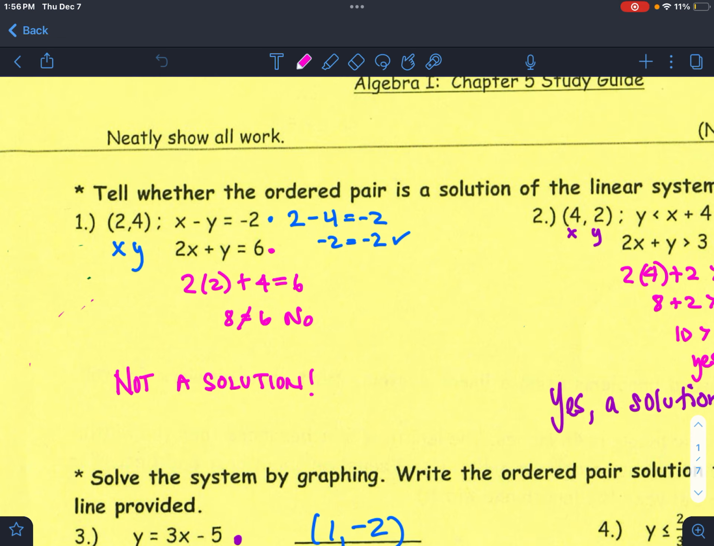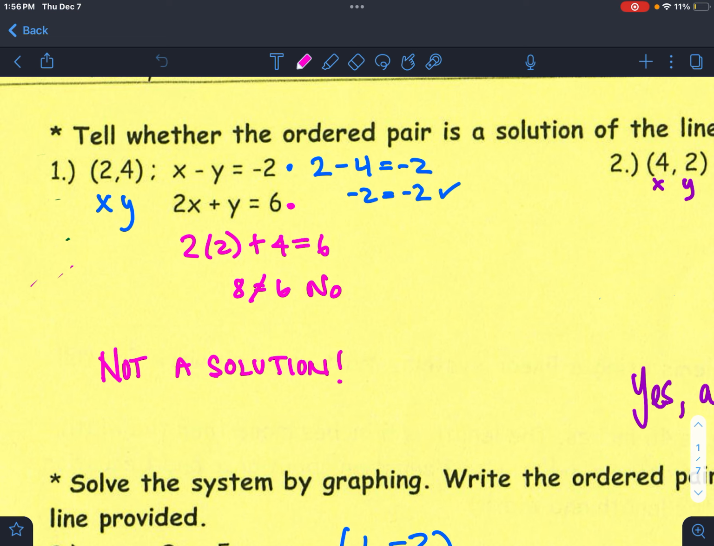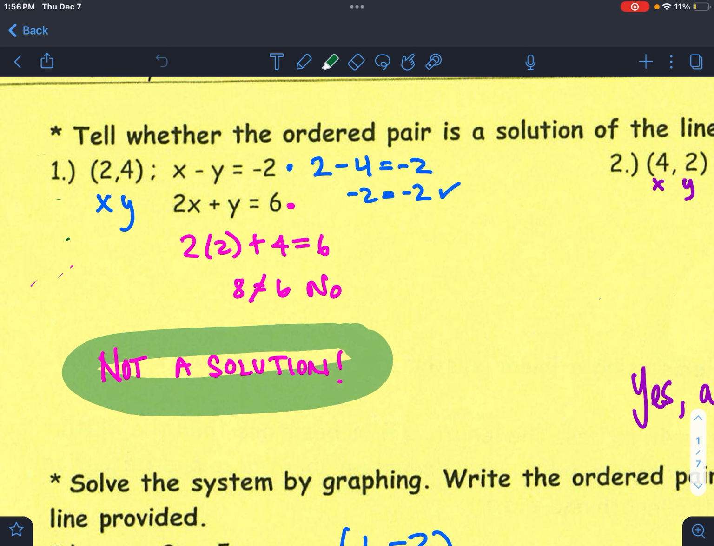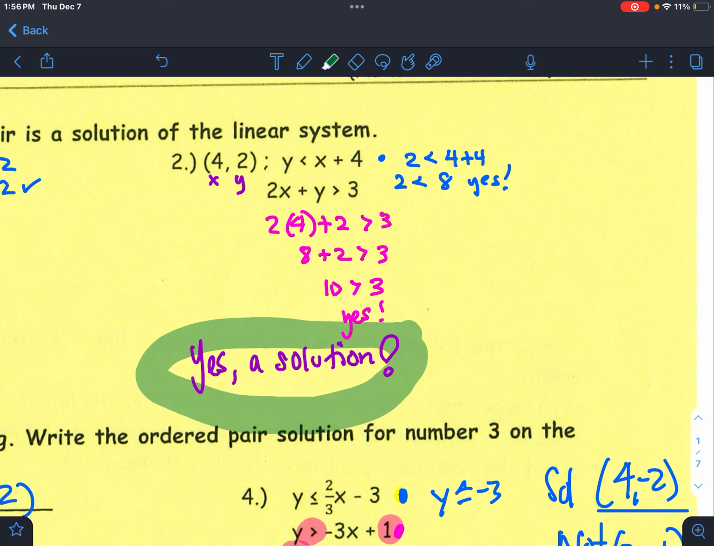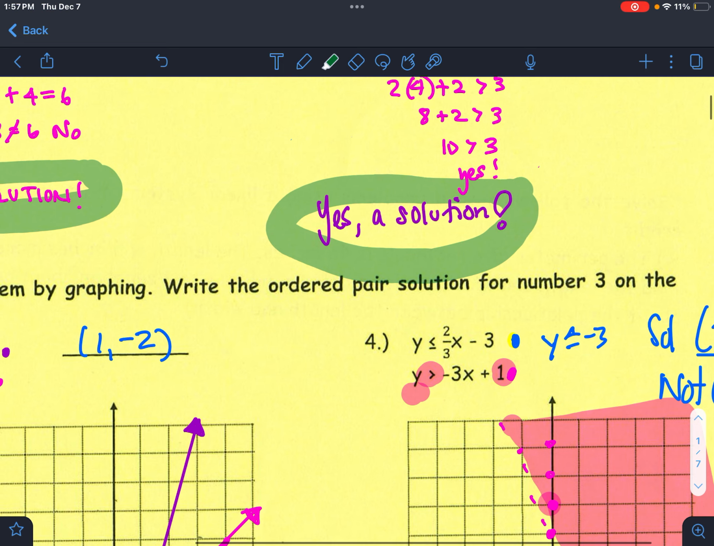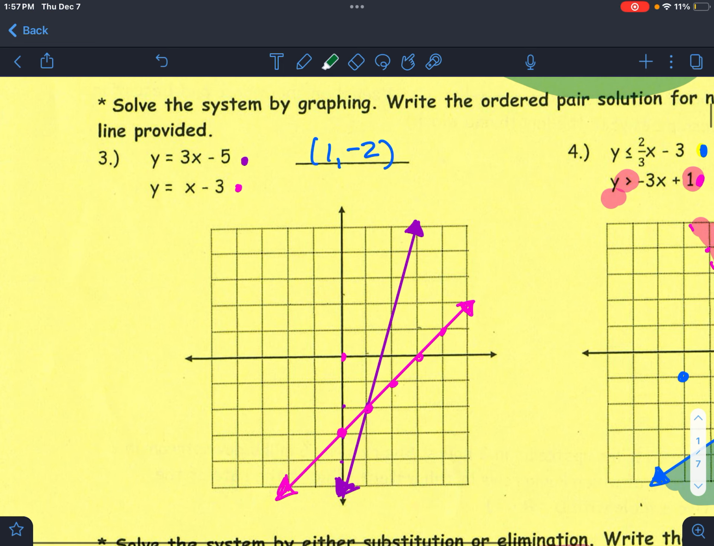All right. So number 1, we see that the (0, 4) works for the first equation, but not the second. So it is not a solution, right? Not a solution. And we went over this in class today. On number 2, we see that it works for both, therefore it is a solution.